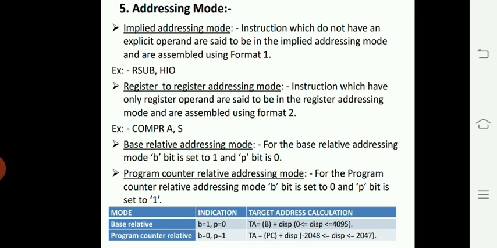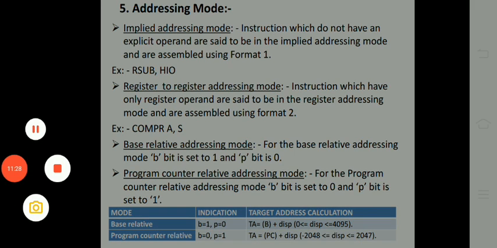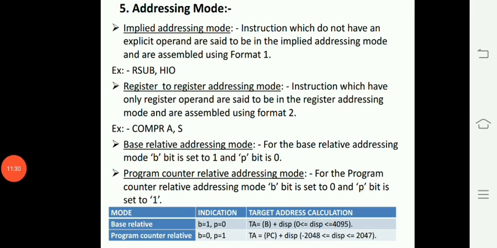The next factor is the addressing mode. The SIC/XE machine architecture supports many addressing modes, and we will see them one by one. The first addressing mode is the implied addressing mode. Instructions which do not have explicit operands are said to be in implied addressing mode, and implied addressing is represented using the format 1 instruction type.